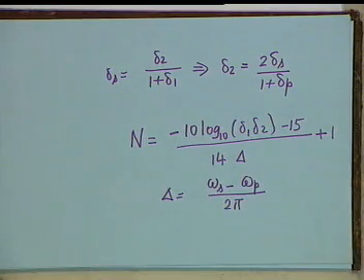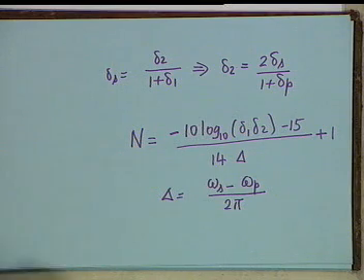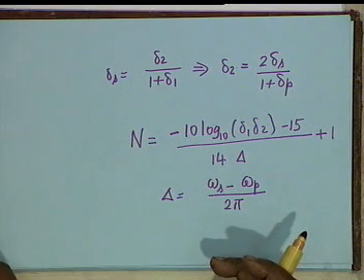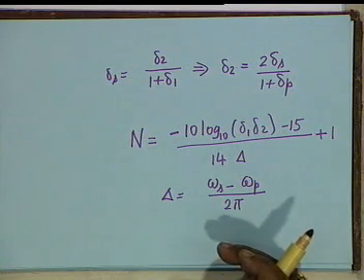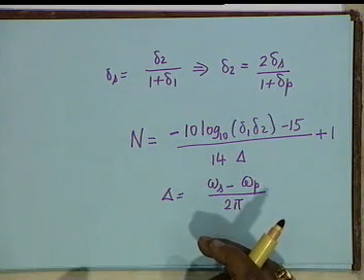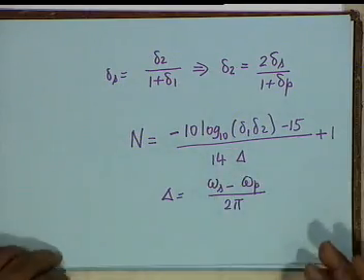Obviously, this is for low pass filters. For high pass, it is the same formula, except that delta will now be omega P minus omega S by 2 pi. What the formula transforms into in the case of band pass and band stop we shall discuss a little later. This I will have to dig into the literature. This is not available in either Mitra or Johnson. We will discuss this a little later.